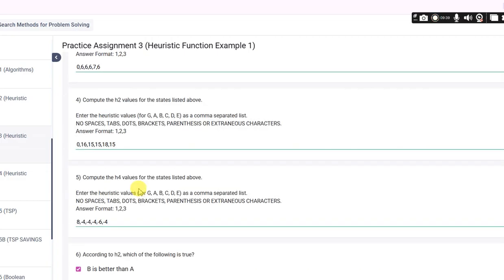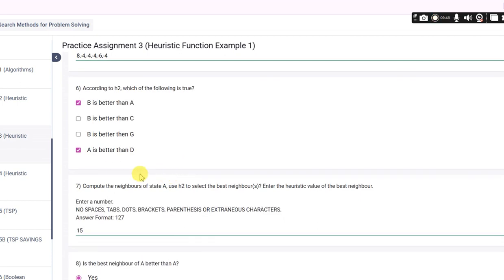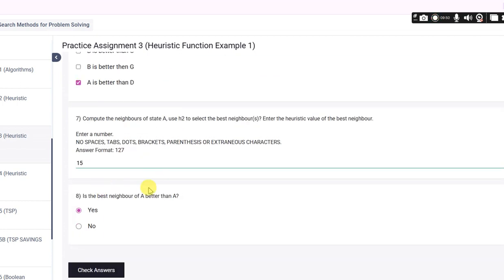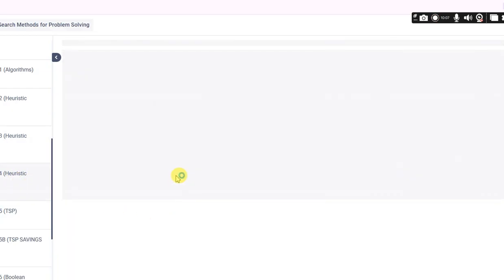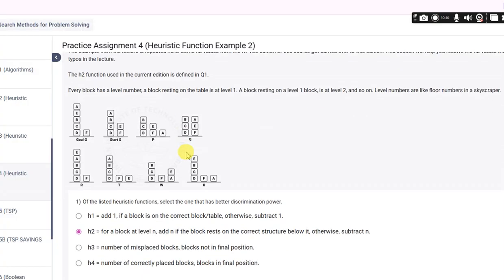A is better than D. Why? Because D's H2 value is 18, but A's H2 value is 16. So A is better than D. Is the best neighbor of A better than A? Yes, because the best neighbor of A is B, which is 15, but A is 16, so it is better than A. So we'll go to the next set of questions on heuristic functions.